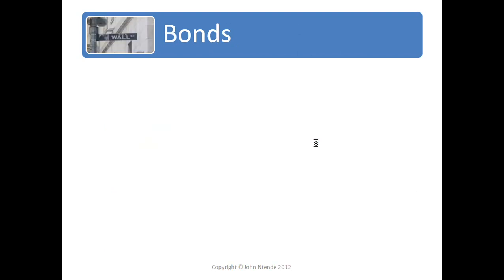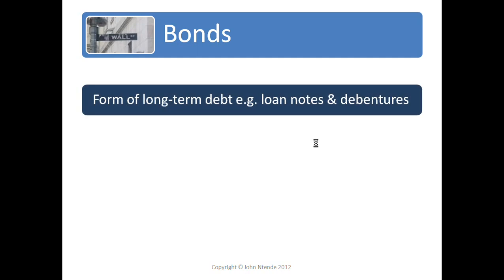So let us briefly look at bonds. Now, we've noted that bonds are a form of long-term debt. For example, loan notes and debentures. Now, for purposes of F9, loan notes, debentures, loan stock all relate to the same thing. So in an exam, when you hear anything related to loan notes, bonds, debentures, and loan stock, they all refer to the same thing. So basically, they are a form of long-term debt.